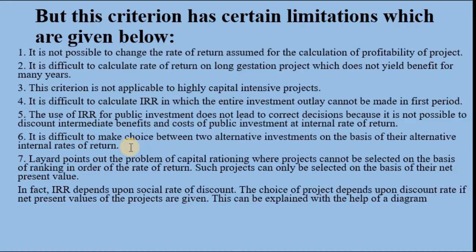The last point is the problem of capital rationing, where projects cannot be selected on the basis of ranking in order of the rate of returns. So they can be selected on the basis of their net present value. This internal rate of returns purely depends upon the social discount rate, and the projects depend upon the discount rate if the net present values of the projects are given.